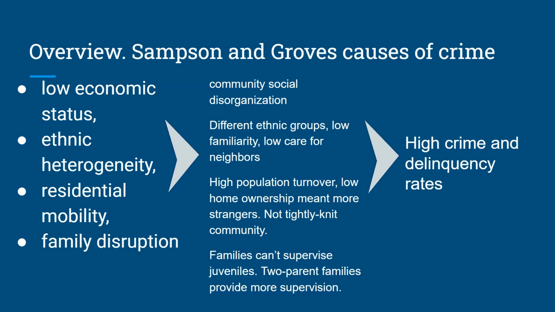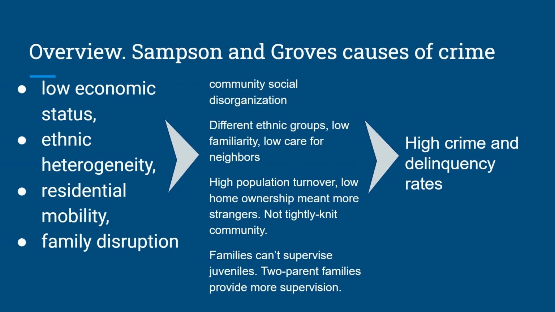So in regards to ethnic heterogeneity, this basically means that there are different ethnic groups, and low interaction between them leads to low familiarity. And this can lead to low care for neighbors and seeing each other as strangers. But they also mentioned that as different groups get to know each other more, even if it's heterogeneous or not uniform, it can still lead to more familiarity.